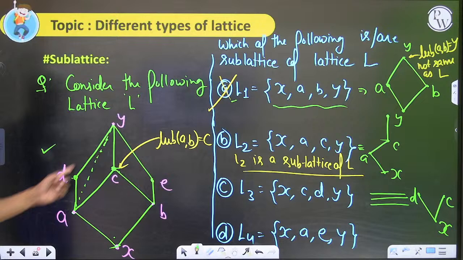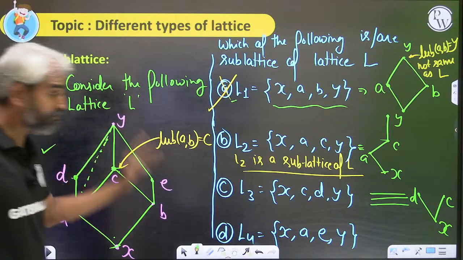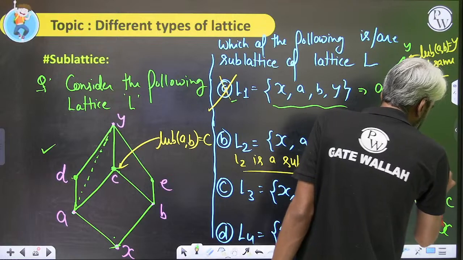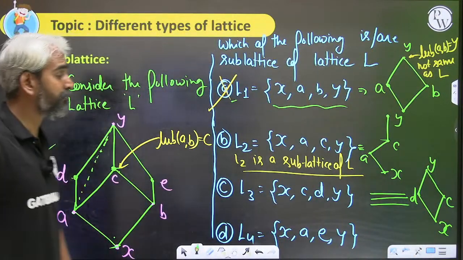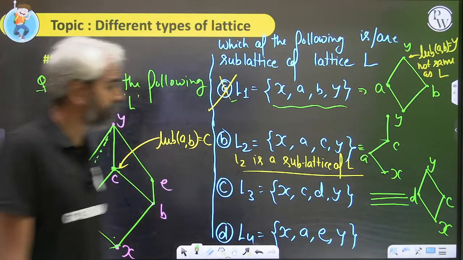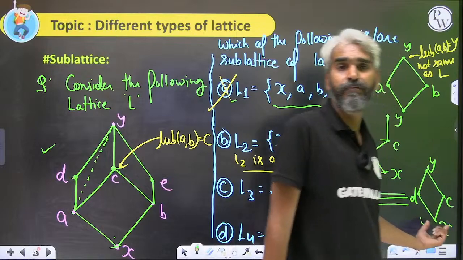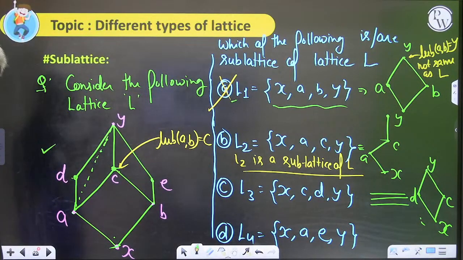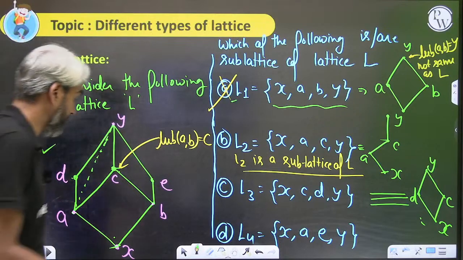Now what? Sir, d relates with y. Yes, sir. C also relates with y. So both d and c will relate with y. Now please tell me, is this L3 a sublattice or not? Yes, sir. It is a sublattice. For every pair of elements, the least upper bound and greatest lower bound exist. Now, is it a sublattice of lattice L? That's what we need to check.